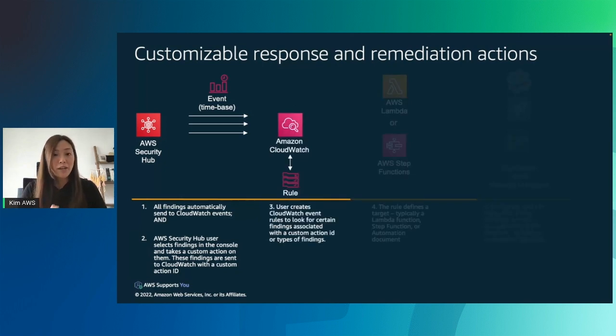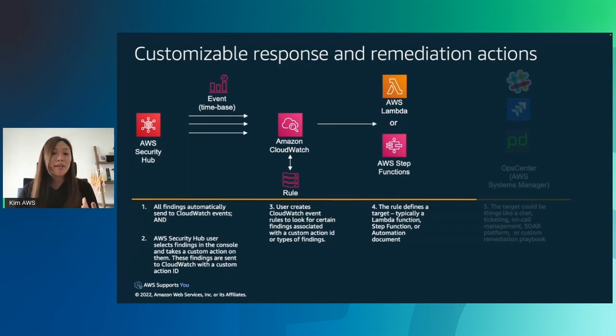Within CloudWatch, I might create a rule, so I want a specific action to be taken based off an event that I've received from Security Hub, based on a finding that's been generated. So a user will create a CloudWatch event to look for certain findings associated with a custom action ID that I have created, in order for me to remediate this particular finding. The rule, as I showed you in a previous screenshot, defines a target.